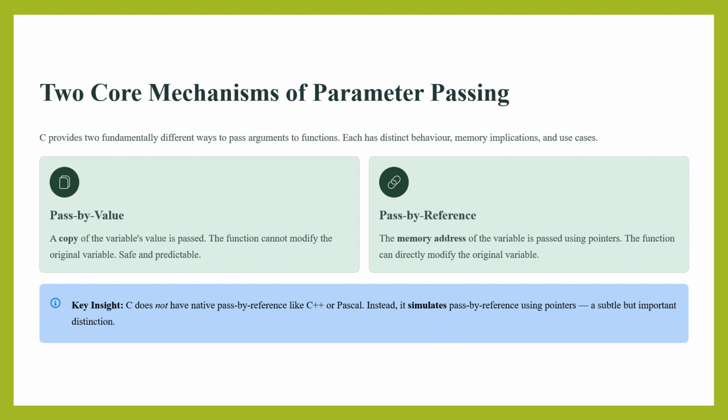So here we need to clarify one thing, that C does not have any built-in pass by reference like some languages. Instead, it uses pointers to simulate reference behavior. So why does this matter? Choosing the wrong method can lead to bugs, which are nothing but errors, because of unexpected changes or no changes. Next, performance issues, that is unnecessary copying. So understanding this concept is essential for debugging and writing efficient programs.